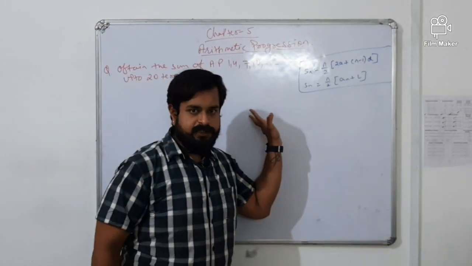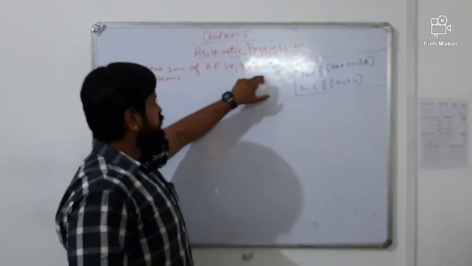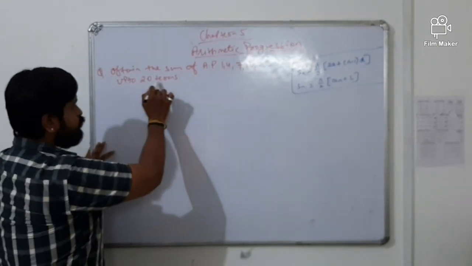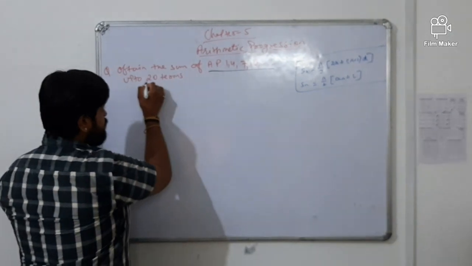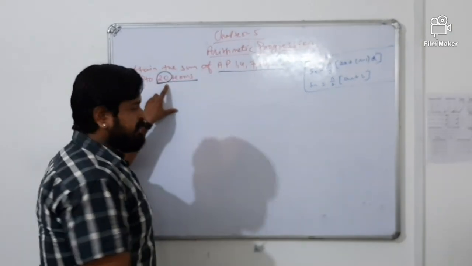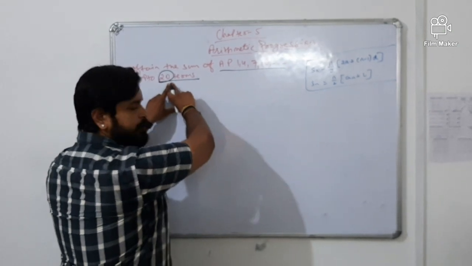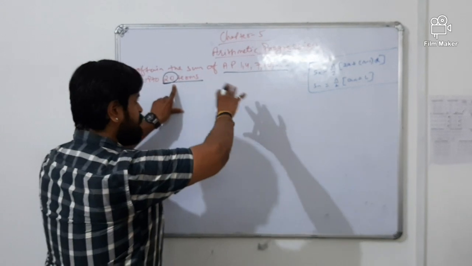Here is the first question of the topic. Obtain the sum of the AP 1, 4, 7, 10 and it moves on up to 20 terms. This is the AP which is given to you, and this 20 is the value of n. It is directly given that only up to 20 terms you have to find the sum of the numbers.